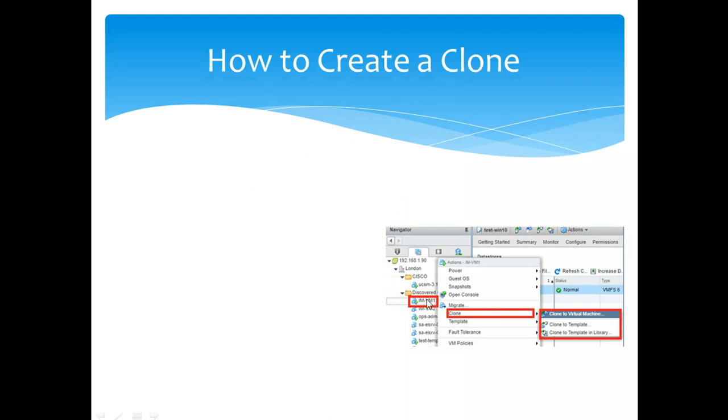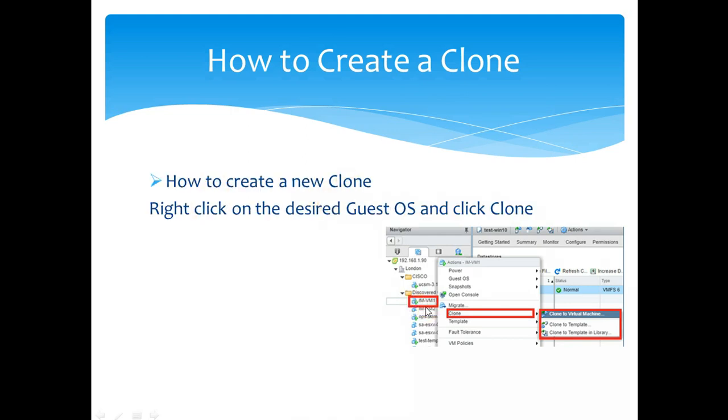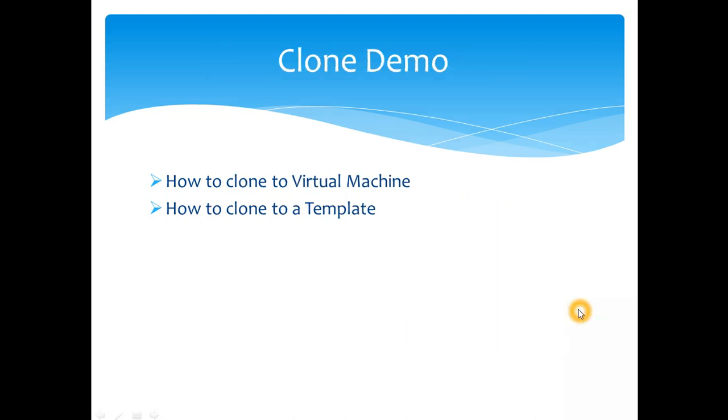Basically, all you're doing is you select your guest operating system, and then you'll find the option called clone. If you point to it, you'll find clone to a virtual machine. So that's how you do a virtual machine clone. Let's do a quick demo on cloning.